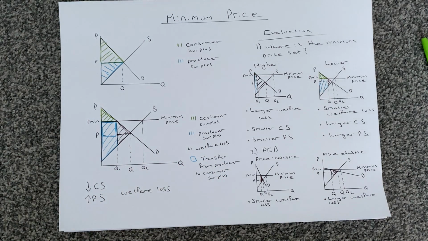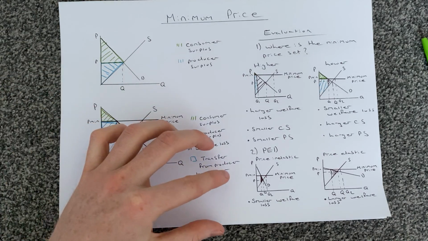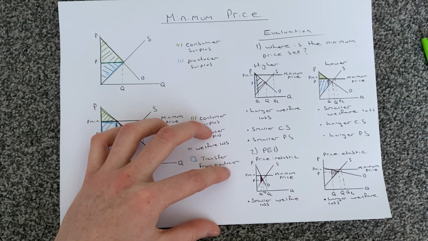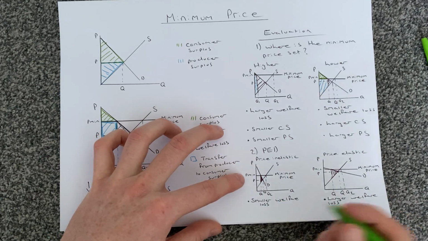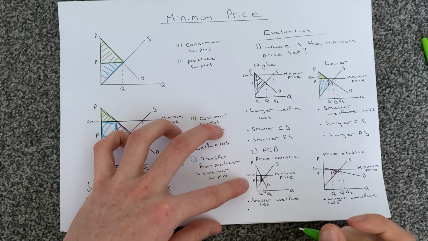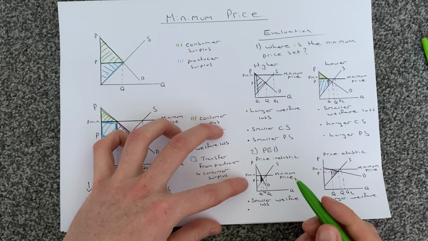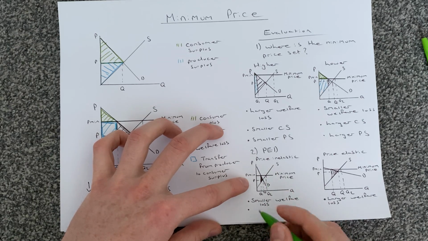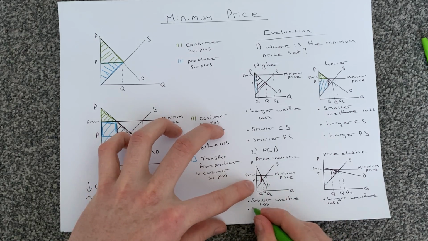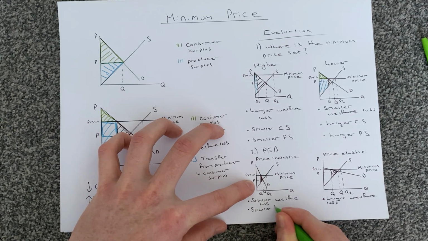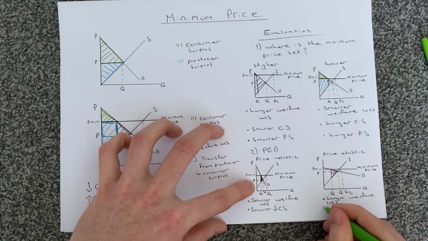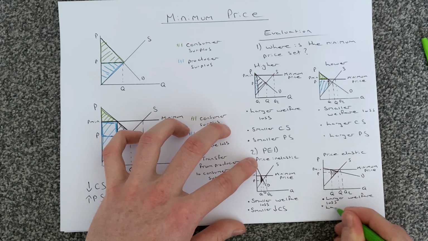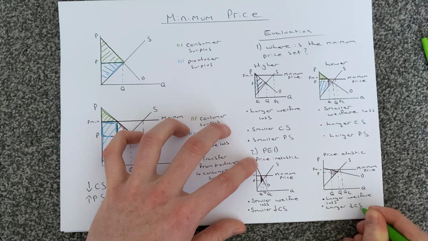And then we can consider the impacts upon producer and consumer surplus. We can quite clearly see that with regards to the impact upon consumer surplus, we see a smaller decrease in consumer surplus in this scenario when the price elasticity of demand is price inelastic. So there's a smaller decrease in consumer surplus, whereas when it's price elastic, there'll be a larger decrease in consumer surplus.